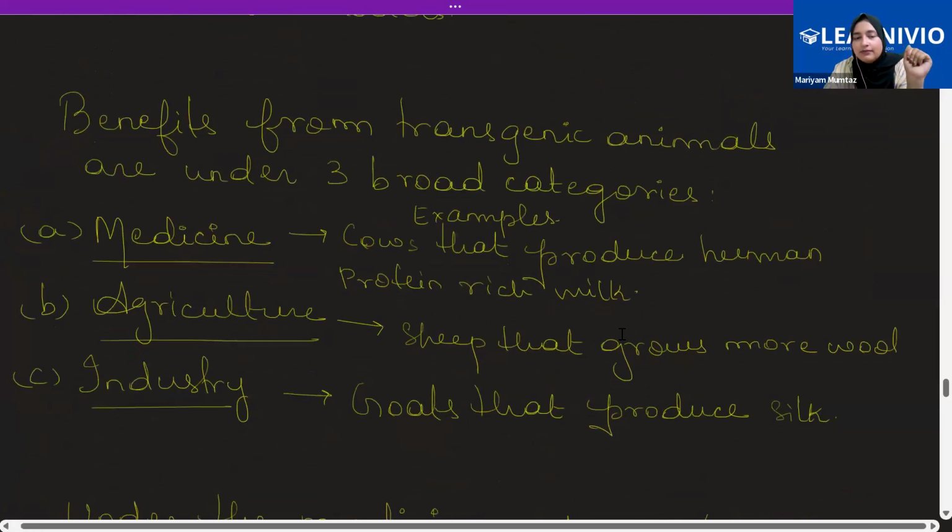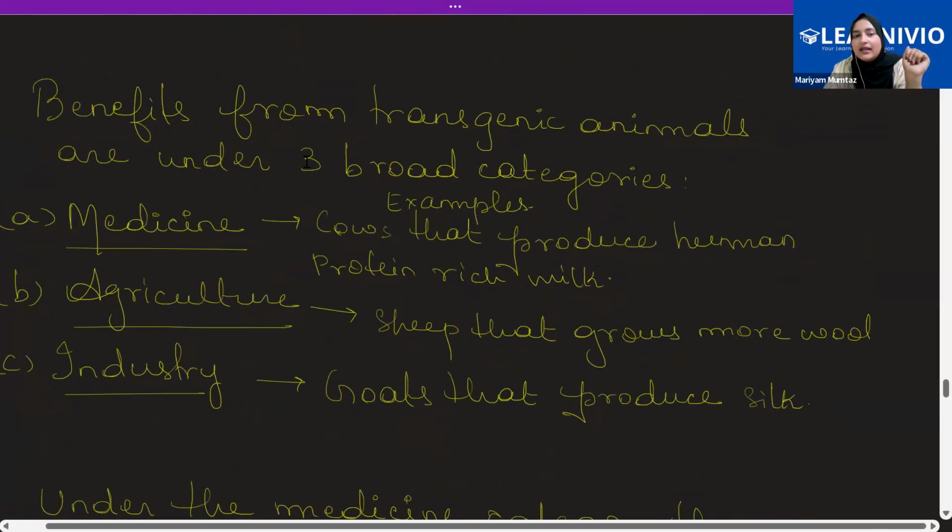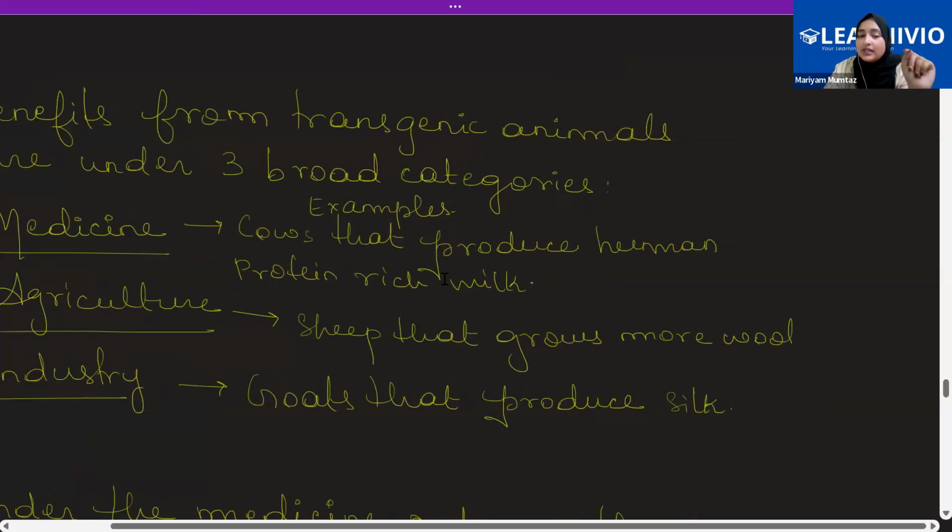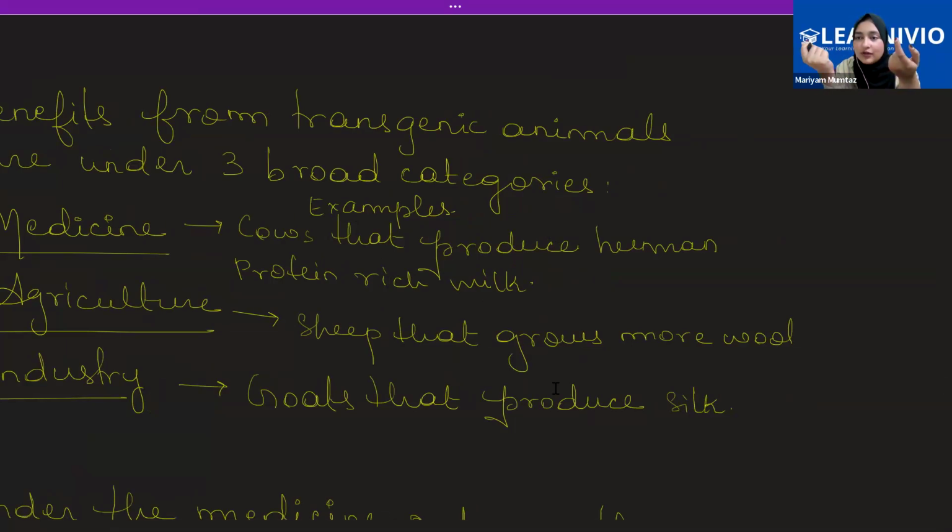Now, benefits from transgenic animals fall under three broad categories. Medicine: cows that produce human protein rich milk. See, human milk is very, very high in antibodies. Everyone knows that, right? Cow's milk is not that high. But what if you take the human gene for producing very protein rich milk, put it into the cow, and now the cow produces milk that has high protein content, just like human milk.